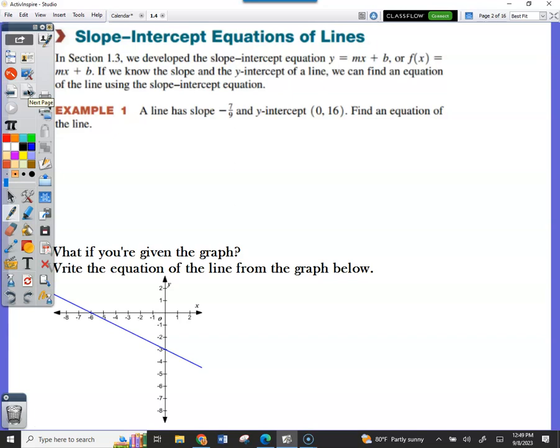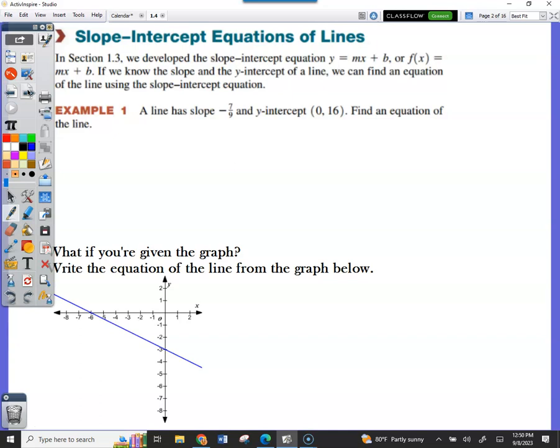Slope-intercept equations. In the last section, 1-3, we graphed them and we evaluated them. We talked about points on the line. In this section right here, we are writing the equation of the line given the information, okay? So this should kind of ring a bell.